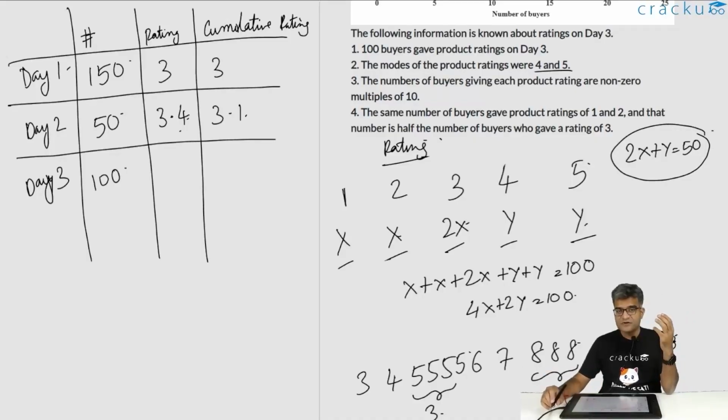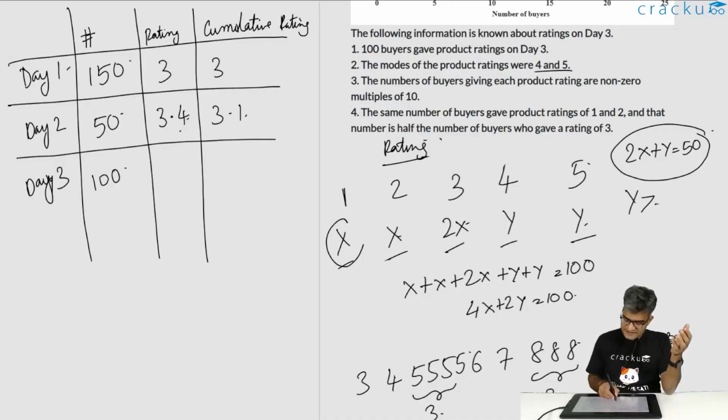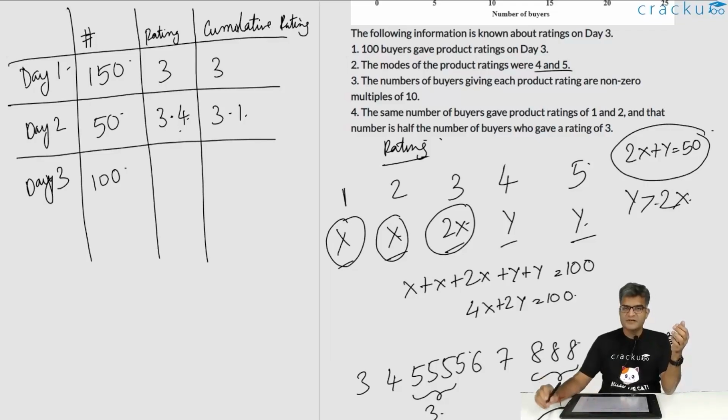The second thing we know is because Y is the mode, that is the number of people who gave rating of 4 and 5 is the mode, Y has to be greater than X, and Y has to be greater than 2X. So now you have the sum of 2 numbers which equal 50. Both of them are multiples of 10 and one is greater than the other. The only possibility for this is if Y is equal to 30 and X is equal to 10.